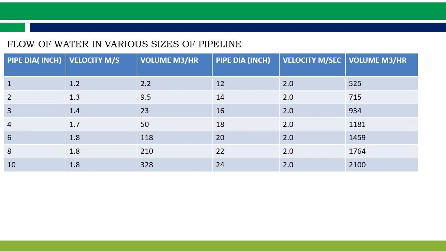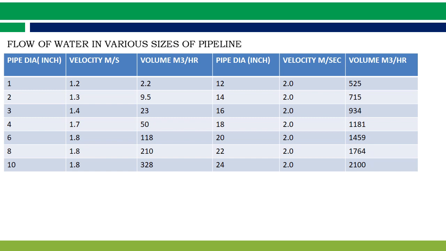In 12 inches pipeline dia, velocity will be 2 meter per second, volume will come 525 cubic meter per hour. In 14 inches pipeline dia, velocity will be 2 meter per second, volume will come 715 cubic meter per hour. In 16 inches pipeline dia, velocity will be 2 meter per second, volume will come 934. 18 inches pipeline dia, velocity will be 2 meter per second, volume will come 1181 cubic meter per hour.